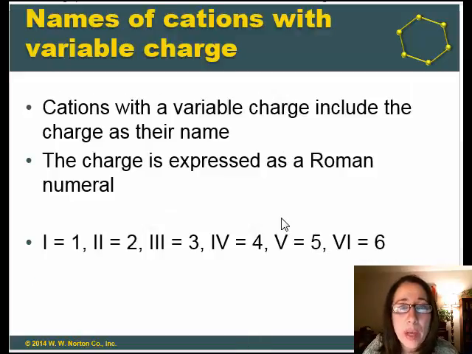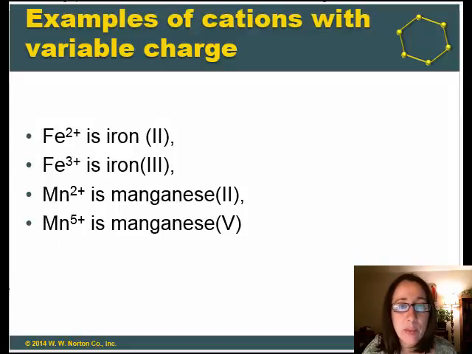Now, all other metals have a variable charge. They have at least 2 charges that are stable. And so we name those cations with the charge. However, the charge is expressed as a Roman numeral. So here is a reminder of what the Roman numerals look like. And so, for example, iron plus 2 is called iron 2, where that 2 is a Roman numeral.